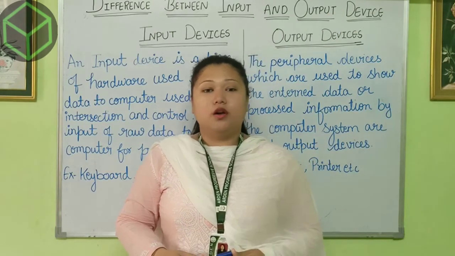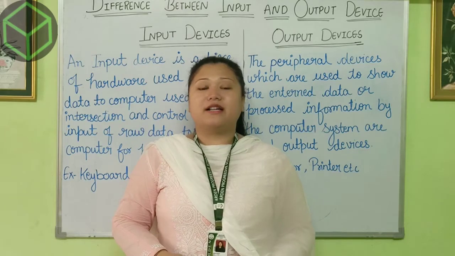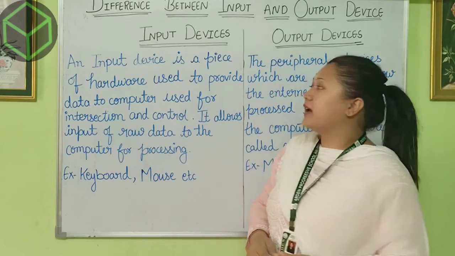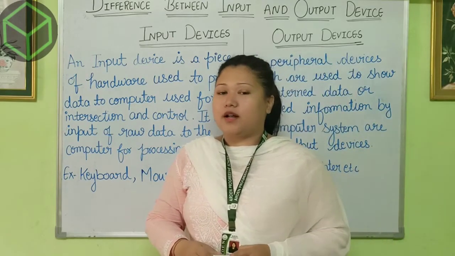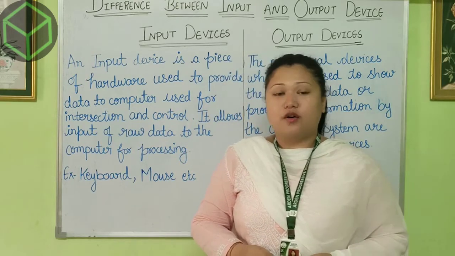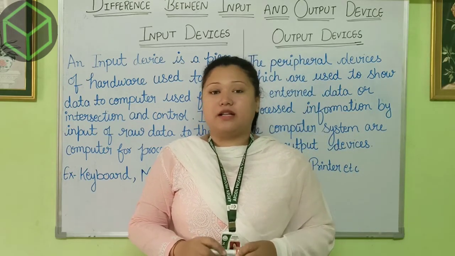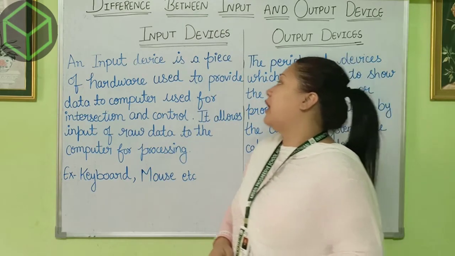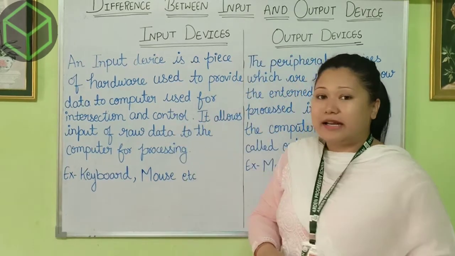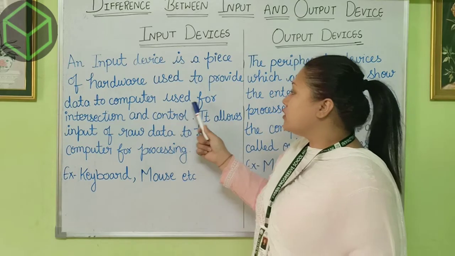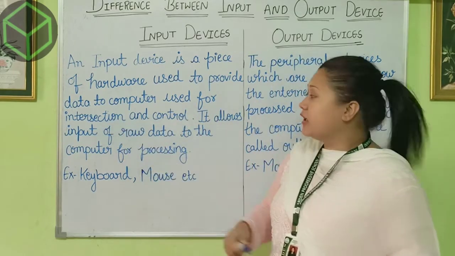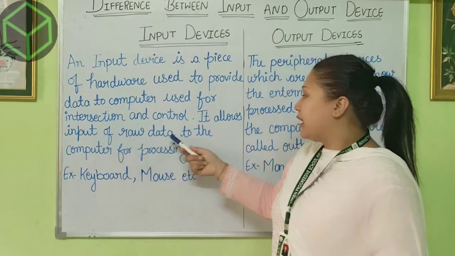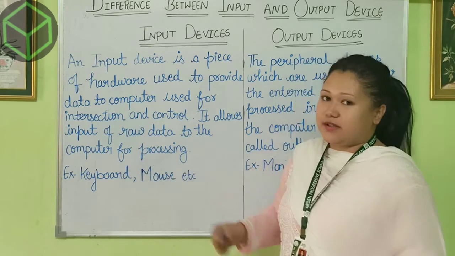Now we are going to learn the difference between input device and output device. So let's begin with input device. Input device is a piece of hardware. Now what is hardware? Hardware are those devices of a computer which we can touch. Okay? So input device is a piece of hardware used to provide data to a computer, used for interaction and control. It allows input of raw data to the computer for processing.